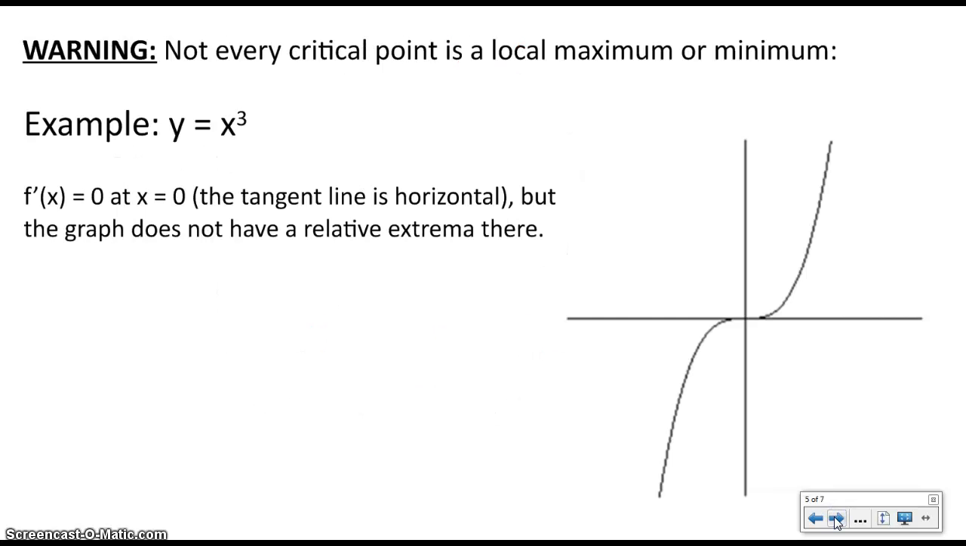So just a couple of warnings. Not every critical point is a local min or max. So in this graph here, this is the graph y equals x cubed. In this graph, the first derivative is 0 at 0. That has a horizontal tangent right there. But you'll notice that there is no min or max there.